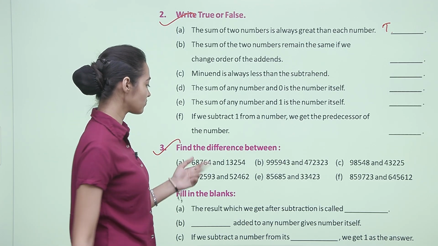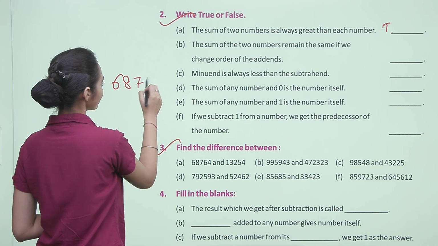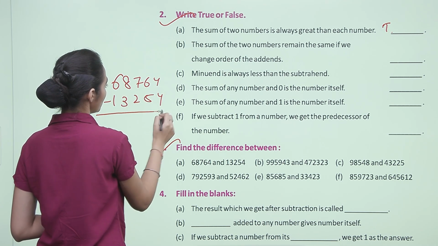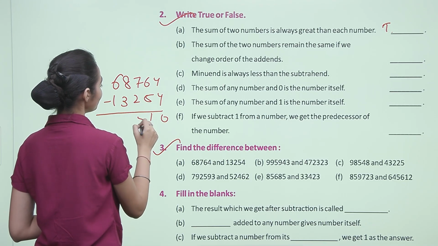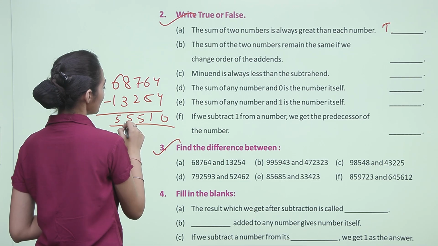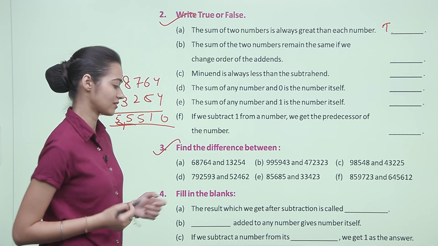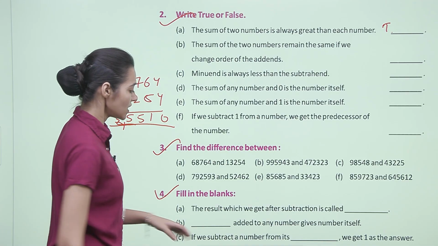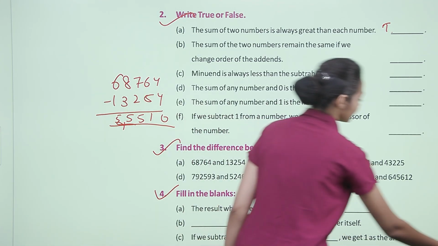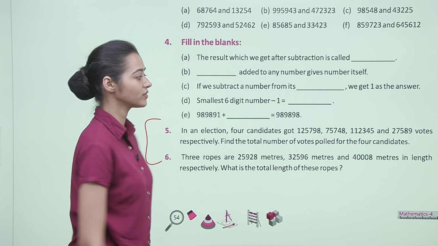Now in the next one we have to find the difference between the numbers. Here firstly we will write 68,764 minus 13,254, which gives 55,510. That is our correct answer. Now next is fill in the blanks. The result which we get after subtraction is called the difference. That's how you can solve the fifth and sixth parts.